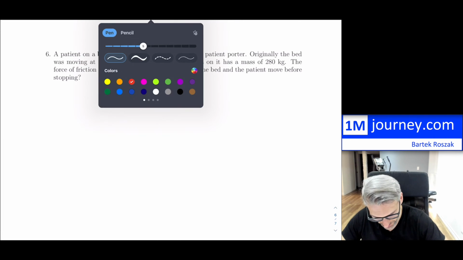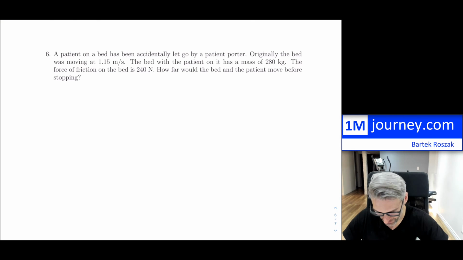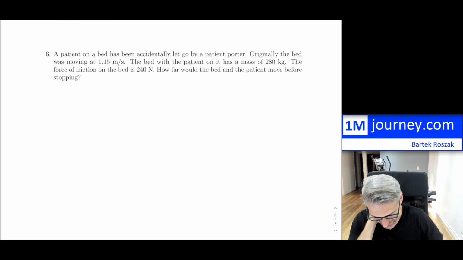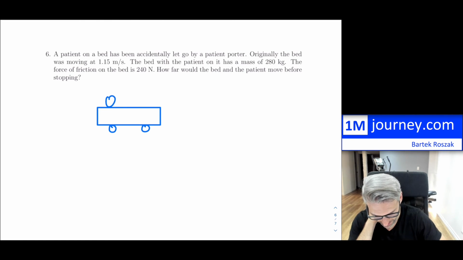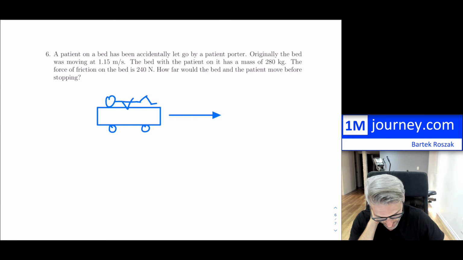Okay, so this one is neat. Let me switch colors. A patient on a bed has been accidentally let go by a patient porter. So this should be maybe a little bit clearer, but I guess it's clear enough. Here's a patient lying down on a bed. Let's say this is moving in this direction. Motion. So they have been let go.